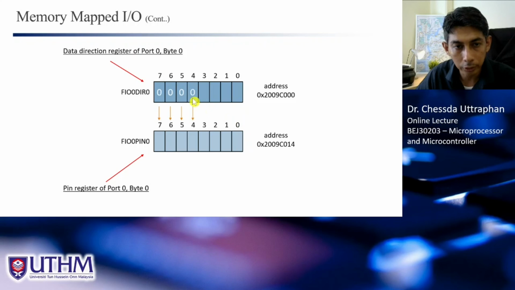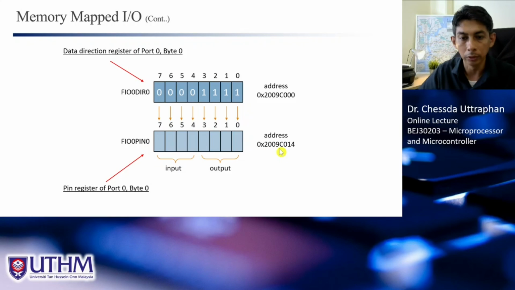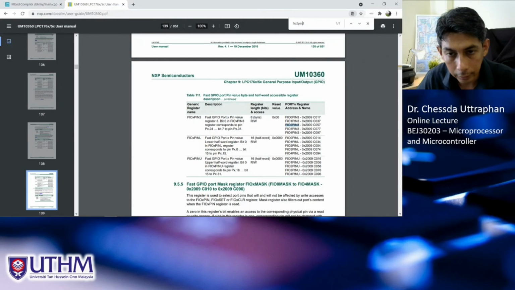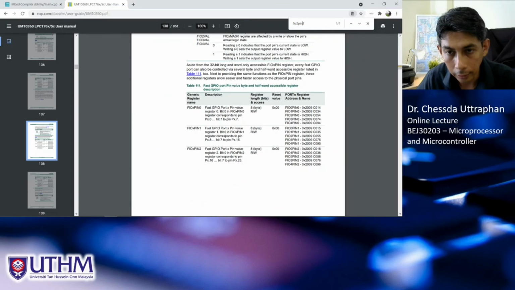For example, we want to set these 4 bits, 4, 5, 6, 7, as input. Of course, we need to put 0 in here, and we get the input. And for the next 4, we put 1, 1, 1, 1, so here we will get the output. And the address for FIO0PIN0, port 0, byte 0, is 2009 C014.